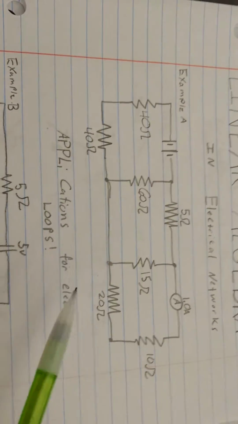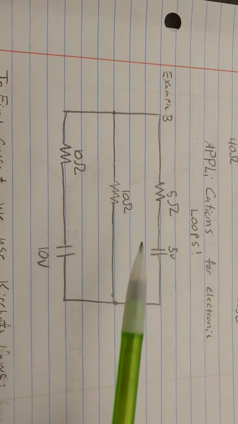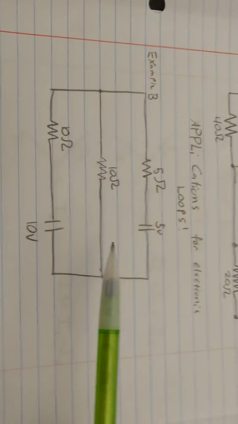Well, this is a very complex example of one. Let's simplify it to something like this, example B. So we have our two voltage sources and these three resistors. And all this is part of our electrical system that we will be figuring out using linear algebra.